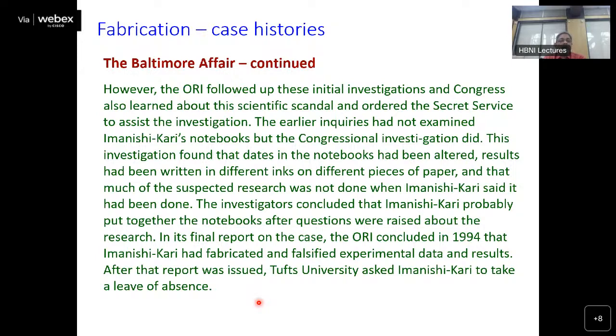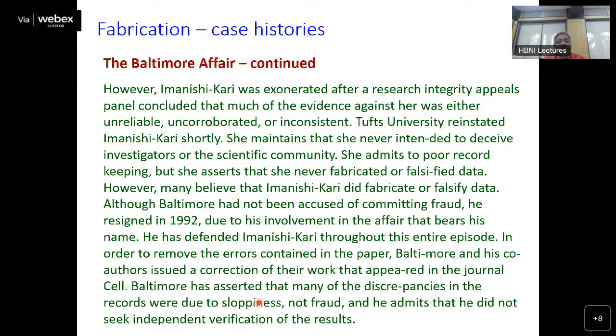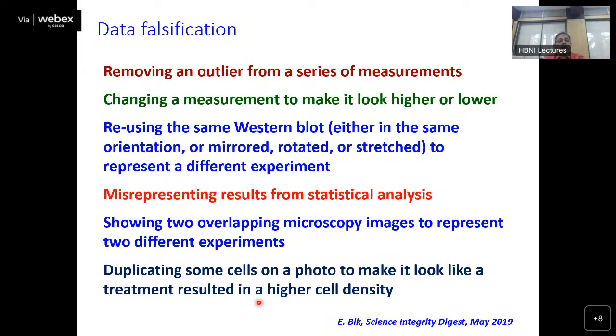But later, the ORI office followed up these investigations, and then there was a big scandal, and a very big investigation. But ultimately, whatever happened was that the whole thing was simply buried, and this person was just asked to take leave from the institute. So these are the things which can actually happen whenever you have this kind of fabrication or falsification of data. So what does data falsification involve?